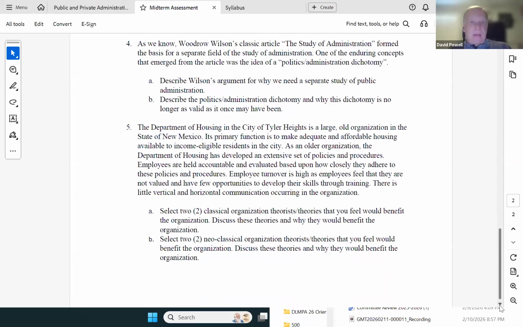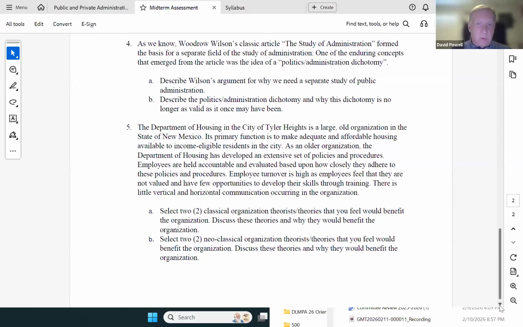Then scenario number 5. The Department of Housing in the city of Tyler Heights is a large, old organization in the state of New Mexico. Its primary function is to make adequate and affordable housing available to income-eligible residents in the city. As an older organization, the Department of Housing has developed an extensive set of policies and procedures. Employees are held accountable and evaluated based upon how closely they adhere to these policies and procedures. Employee turnover is high as employees feel that they are not valued and have few opportunities to develop their skills through training. There is little vertical and horizontal communication occurring in the organization.